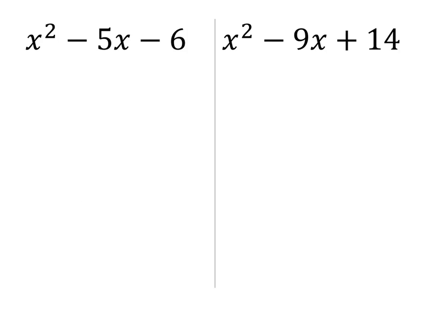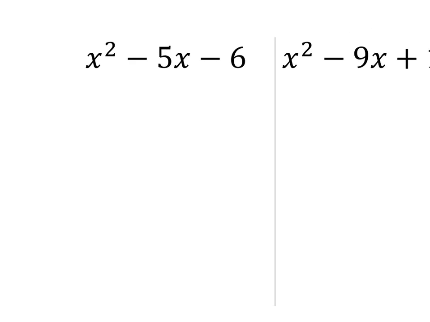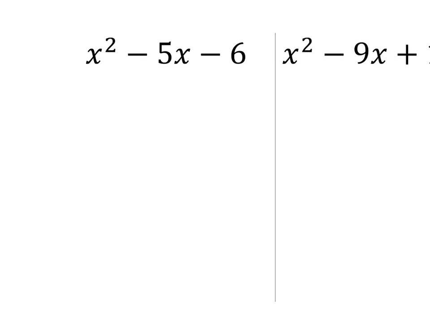Couple more questions. So this first one right here, factors of -6. They have to multiply to give me -6. That's the C value right here. But they have to add together to give me -5.